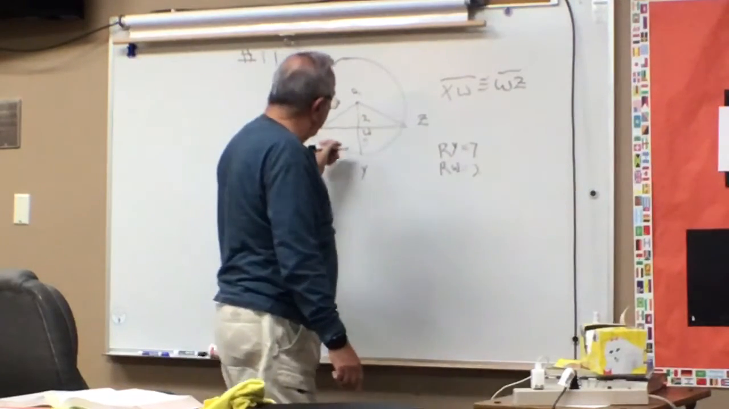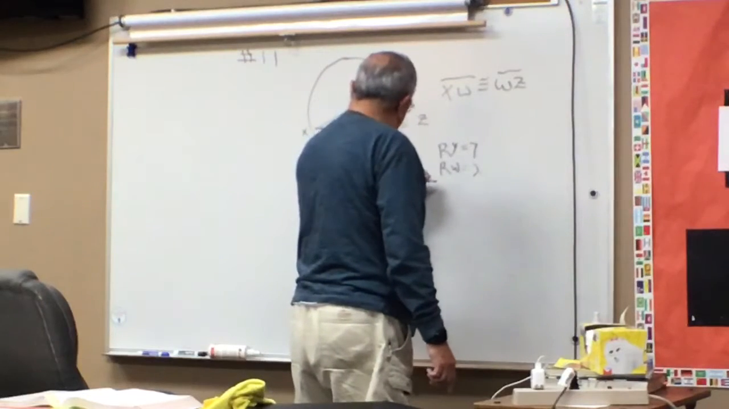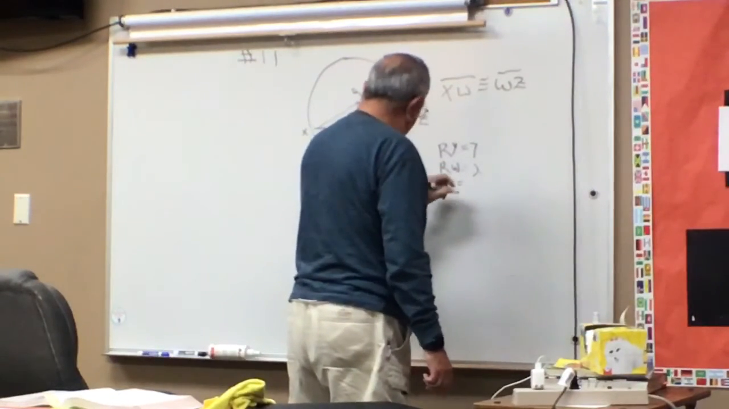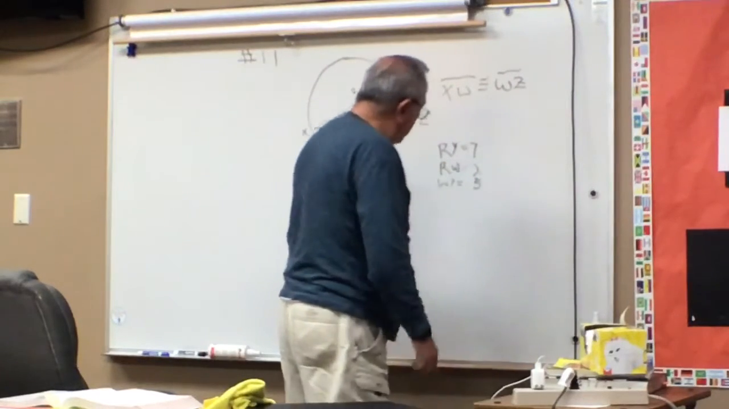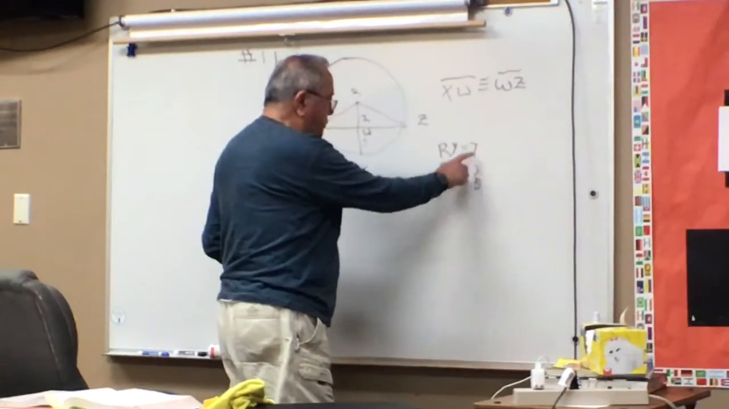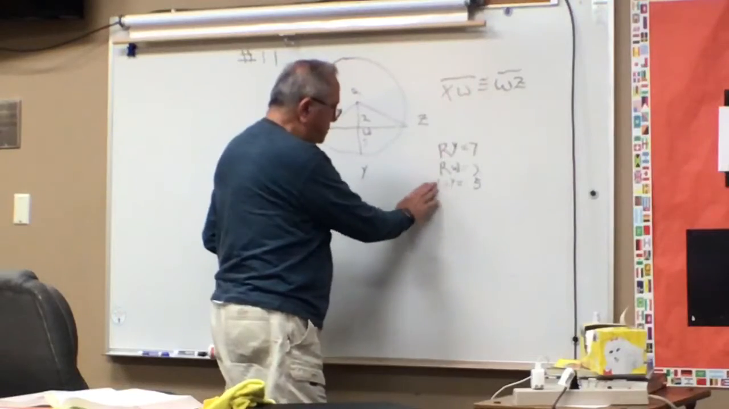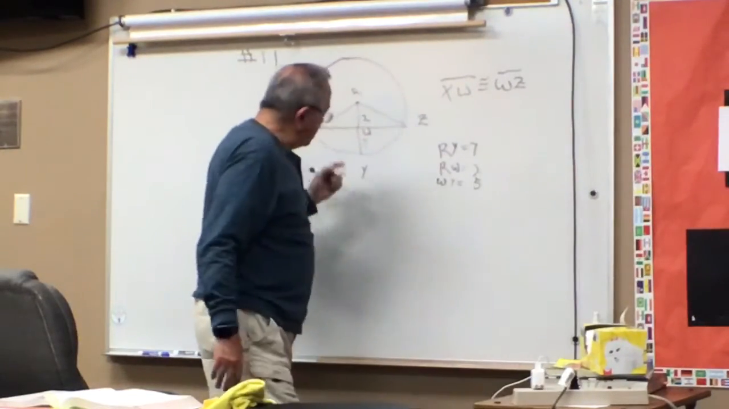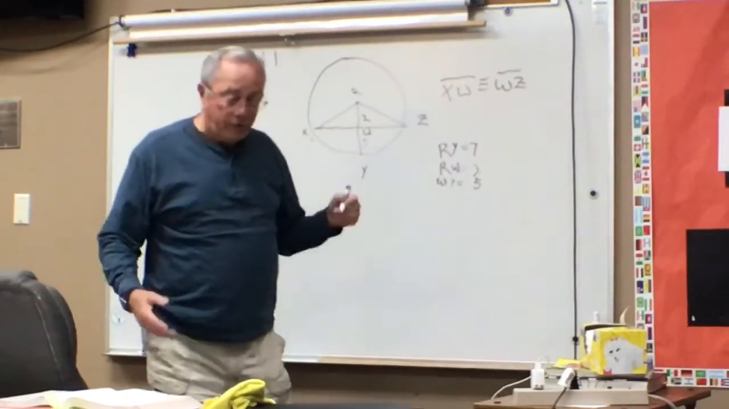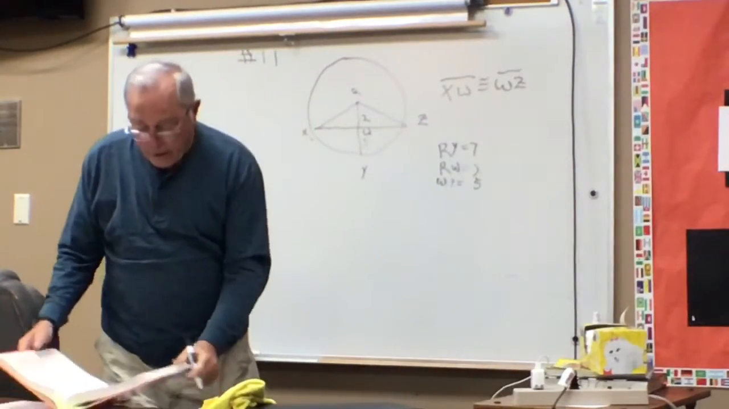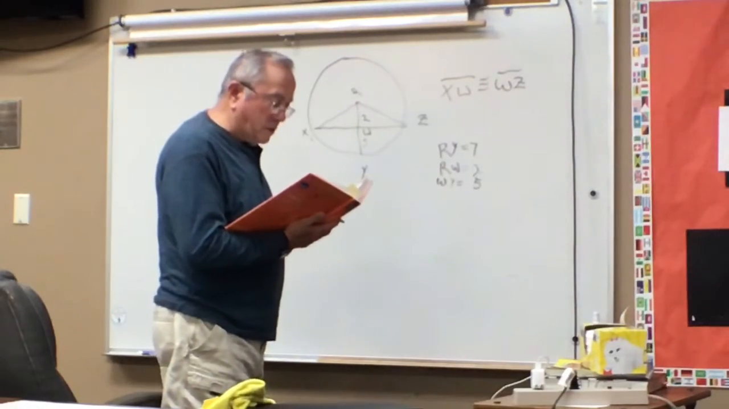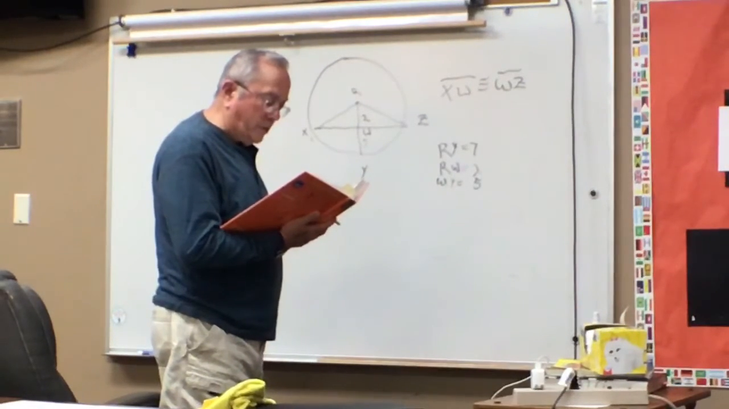So I know that what? WY equals 5. Watch, 5 plus 2 equals what? 7, so it's good, isn't it? So I just threw that in there. I'm not done with the problem, but I'm filling it in because I know segment addition. We haven't had that in a while, have we? It says, what is XW?